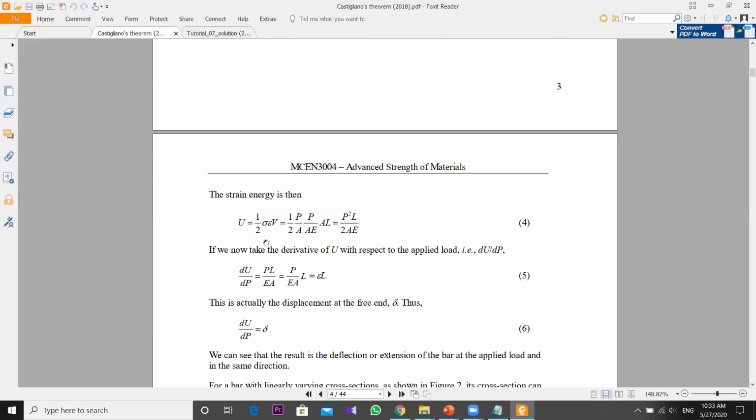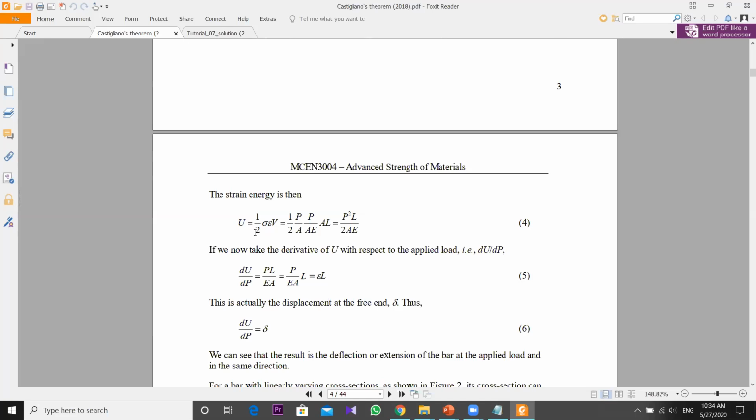So the Castigliano theorem explains this: if you want the deflection at any point, you need to get the load at that point and the strain energy of the system, and differentiate with respect to that particular load. Then you will get the displacement at that point. That is the Castigliano theorem. That is the only thing in the Castigliano theorem.